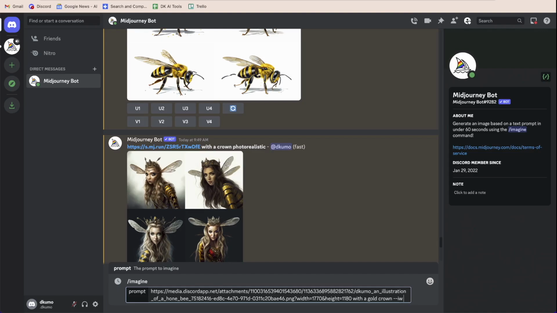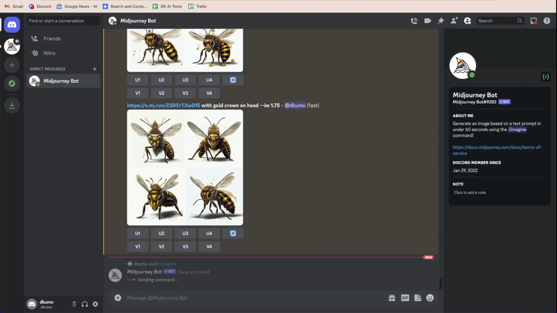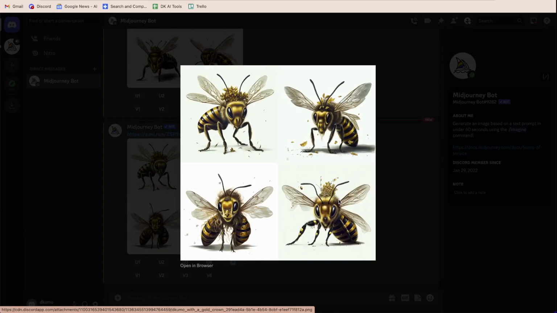So the highest number will be 2. So let's go 1.75 and then press enter. And then this is what it was generated, much closer to what we wanted. And yeah, so that's how you incorporate picture into your prompt in Midjourney.